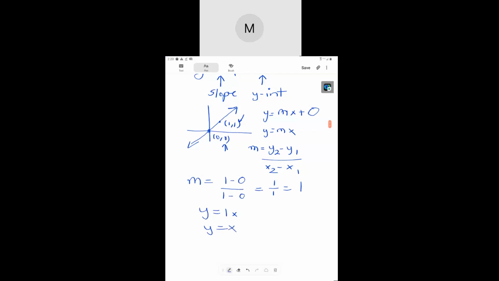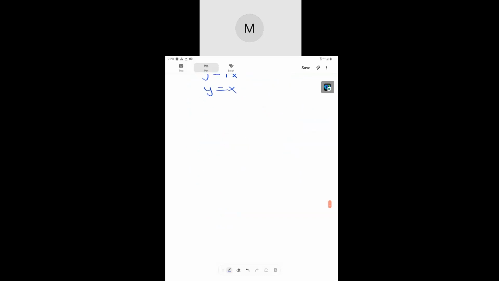Similarly, we could have multiple examples. Let's say we have a line, and this is the kind of question you would be asked in the SAT exam. If I have a line that's passing through, let's say, (2, 3) and (-1, 5), what's the equation of this line? So what I would do is I would say y equals mx plus b.